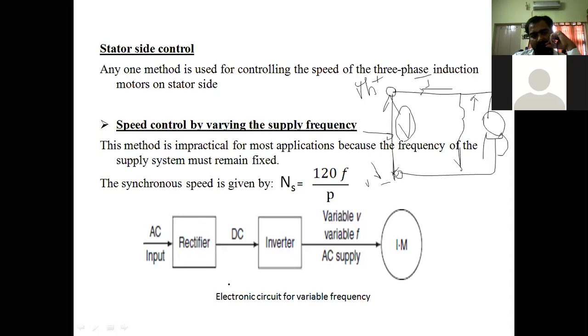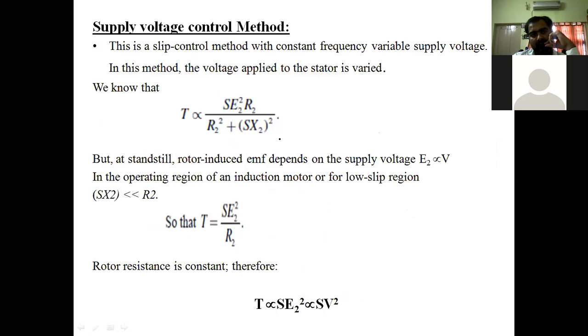This is a small circuit diagram. Here we are using a rectifier and an inverter. For the rectifier, we use an AC input and the output is a constant DC. This constant DC is given as the input to the inverter. The inverter output is a variable AC supply, so we get a variable voltage and a variable frequency. These two are given as the input to the induction motor. In this way, by varying the supply voltage and supply frequency, we vary the speed of the induction motor.